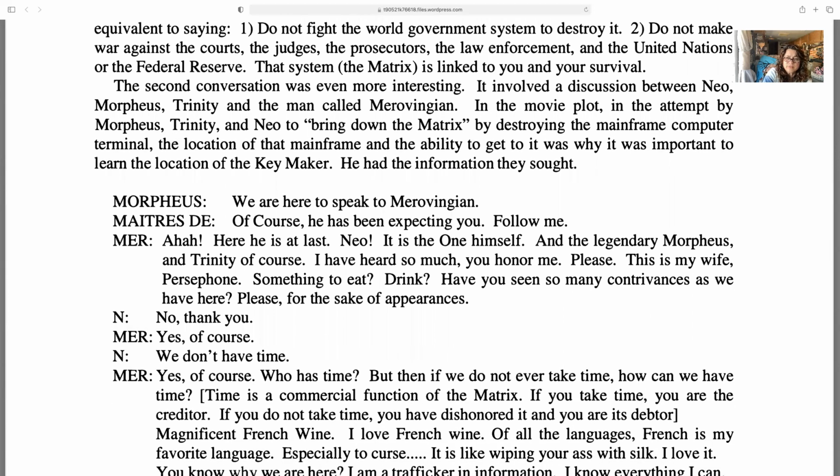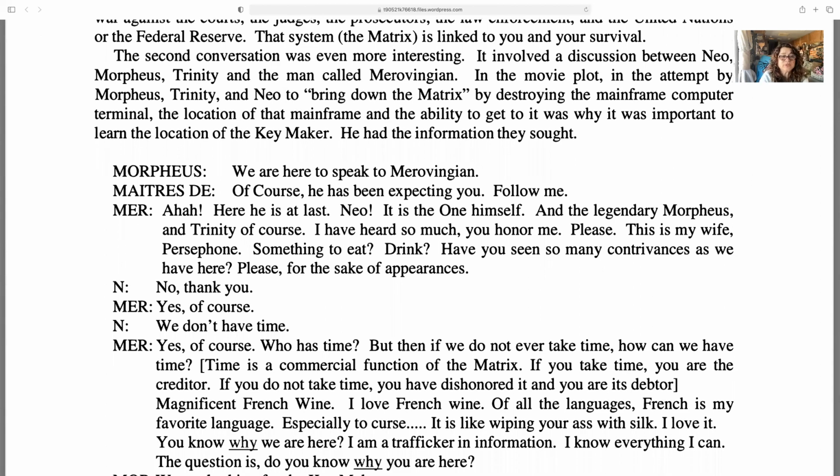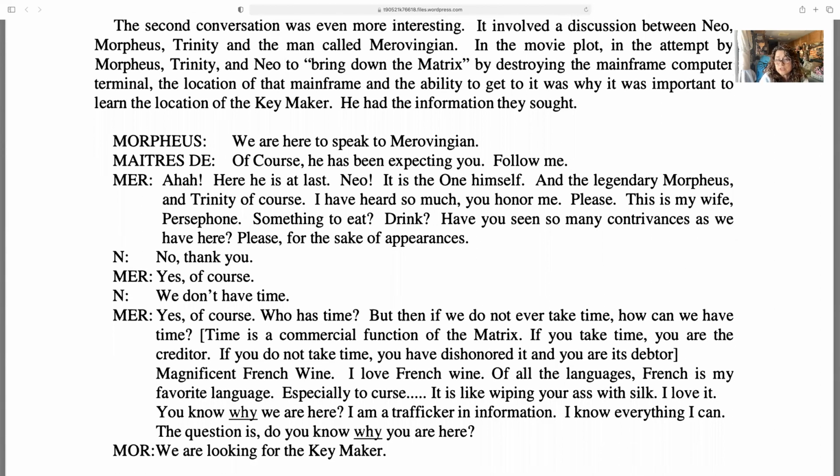Morpheus, we are here to speak to Merovingian. Maitre d': Of course, he has been expecting you. Follow me. Merovingian: Aha! Here he is at last, Neo. It is the one himself and the legendary Morpheus and Trinity, of course. I've heard so much. You honor me. Please, this is my wife, Persephone. Something to eat, drink? Have you seen so many contrivances as we have here? Please, for the sake of appearances. Neo: No, thank you. Mervin, what's his name? Merovingian. Let's call him Mer.